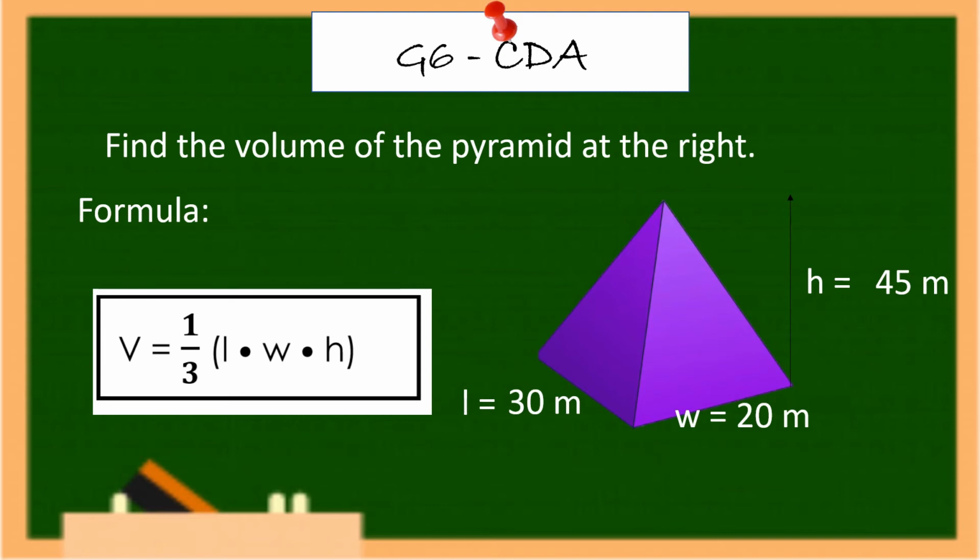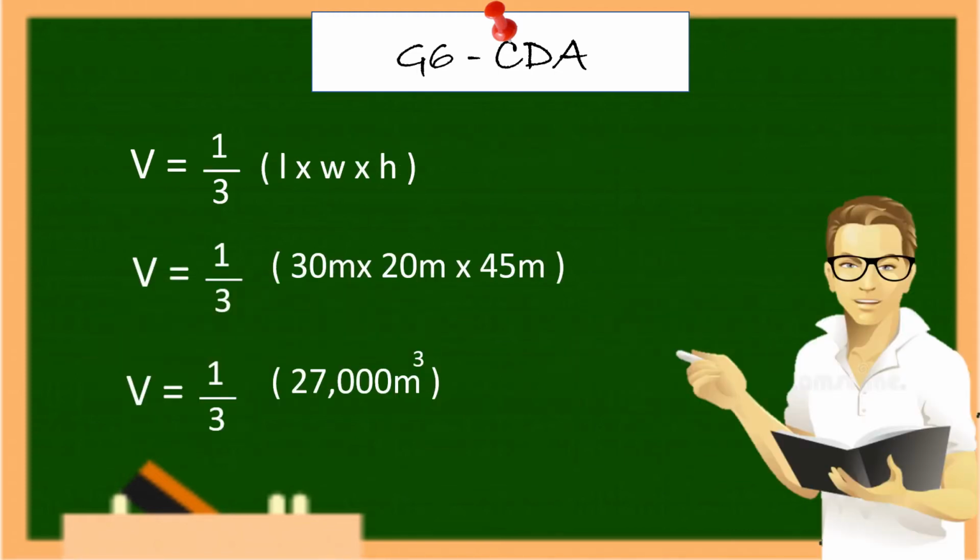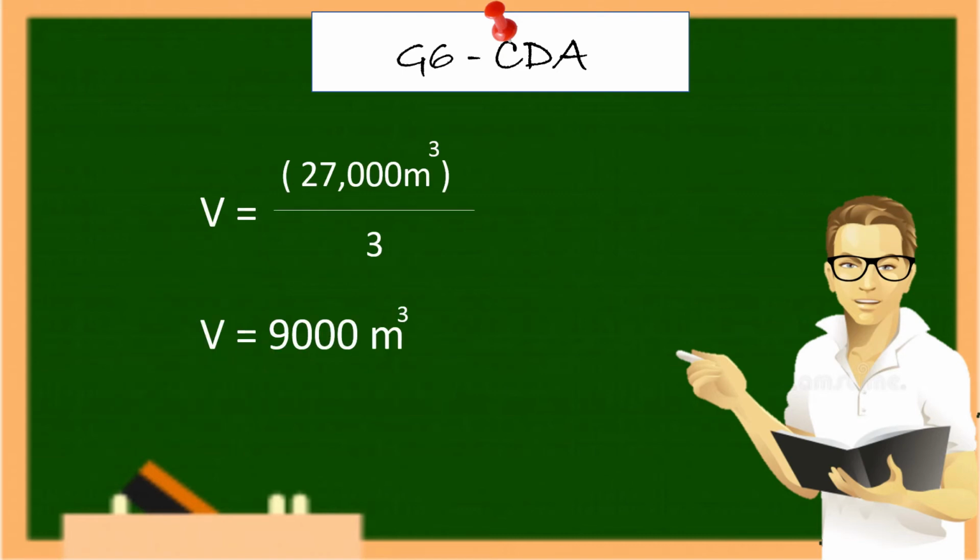To find the volume of the pyramid at the right, take a look and observe. The formula is volume is equal to 1 divided by 3 times length times width times height. The height is 45 meters. We have the base 20 meters and the length 30 meters. So how are we going to solve? Volume is equal to 1 divided by 3 times length times width times height. The length is 30 meters times 20 meters times 45 meters. The answer is 27,000 meter cube. Divide by 3. The answer is volume is equal to 9,000 meter cube.